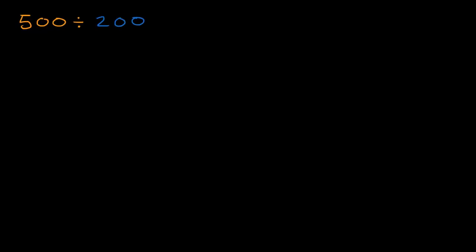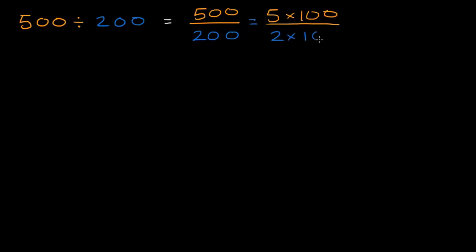Well, one strategy for doing this is to just re-express this as a fraction and see if you can simplify this fraction in a way that it's straightforward to express it as a decimal. So for example, this is equal to 500 over 200. And now we can simplify this. We could say this is the same thing as 5 times 100 over 2 times 100. The reason why that is useful is you say, hey, look, I have 100 in the numerator, I have 100 in the denominator. 100 divided by 100 is just going to be 1.